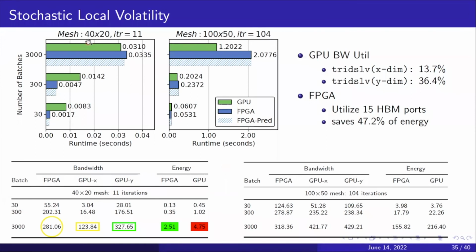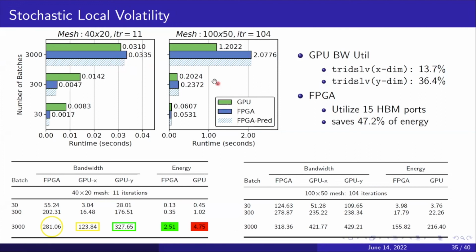We have two mesh configurations, 40 by 20 and 100 by 50, and we run batch sizes 30, 300, and 3000. When comparing the runtime for the smaller mesh, FPGA gives good performance for the smaller batch sizes, and for the larger batch size, FPGA gives competitive performance with GPU. And FPGA's runtime prediction closely matches the actual runtime.